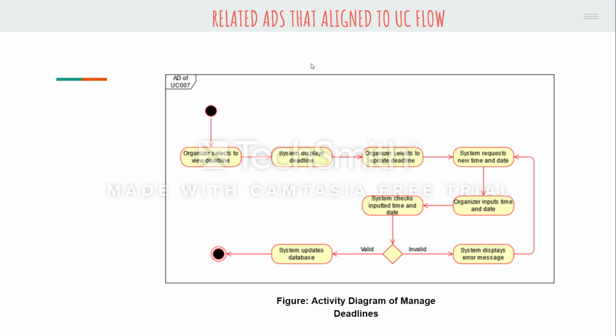Here is the activity diagram of manage deadline. As you can see, this use case starts when the organizer selects to view the deadline, then the system displays the deadline, then the organizer selects to update the deadline. Afterwards, the system requests the new time and date. Then the organizer inputs the time and date. Then the system will check the input time and date. If the time or date is invalid, the system will go back to this point. If valid, the system will update the database.